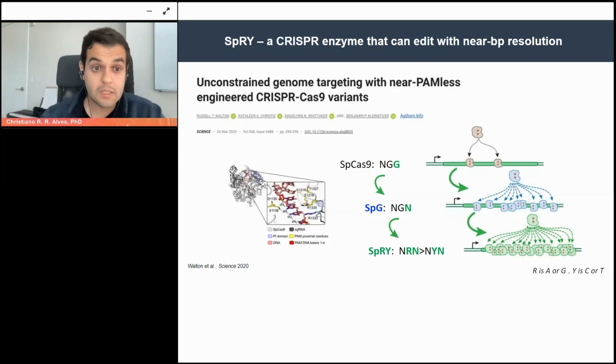But for discovery and exploratory research, that's a really great tool because you're not limiting yourself to NGGs in the genome. So we leveraged this SpRY Cas9 variant to see if we could do precise editing in that specific site, the SMN2 site.